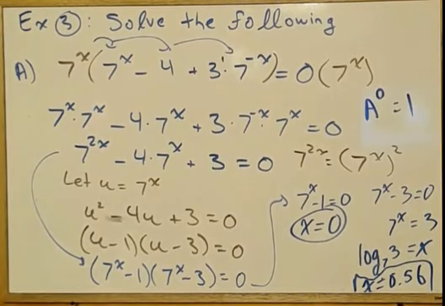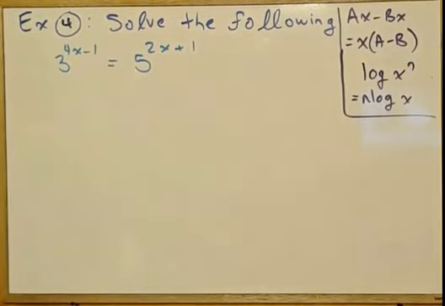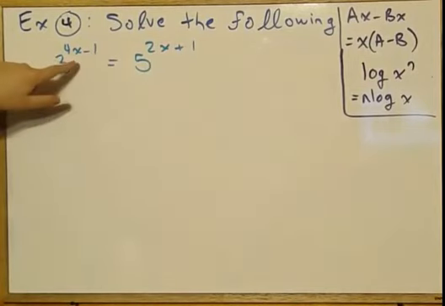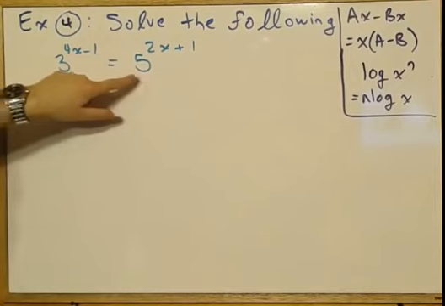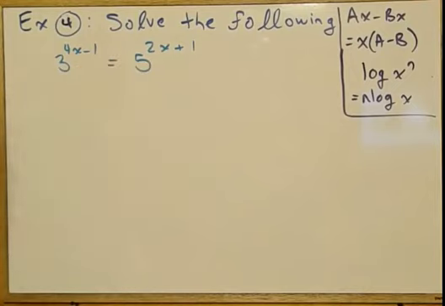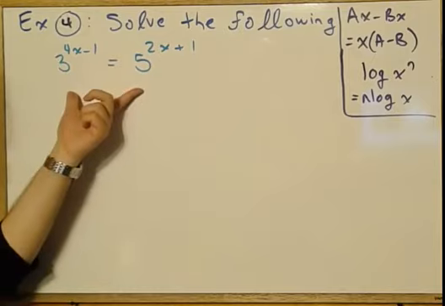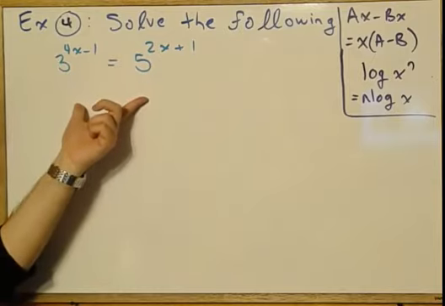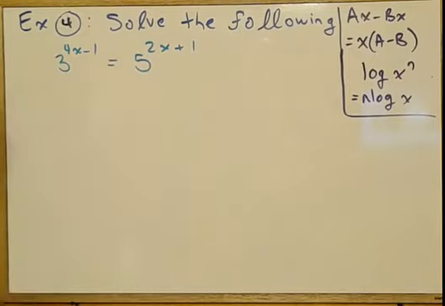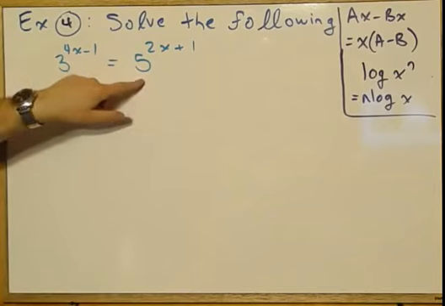Okay, let's try out another example. One of our last examples here, we're interested in solving the following: 3 to the power of 4x minus 1 is equal to 5 to the power of 2x plus 1. Part of the problem with this one is that we cannot write this in terms of the same base. And if we try to, we're going to run into different problems. So here we need a new method to solve this one.